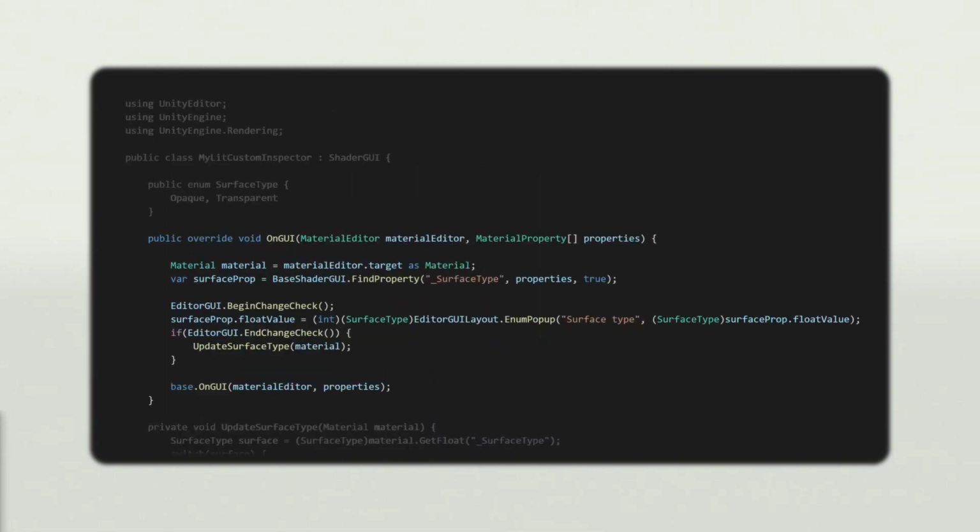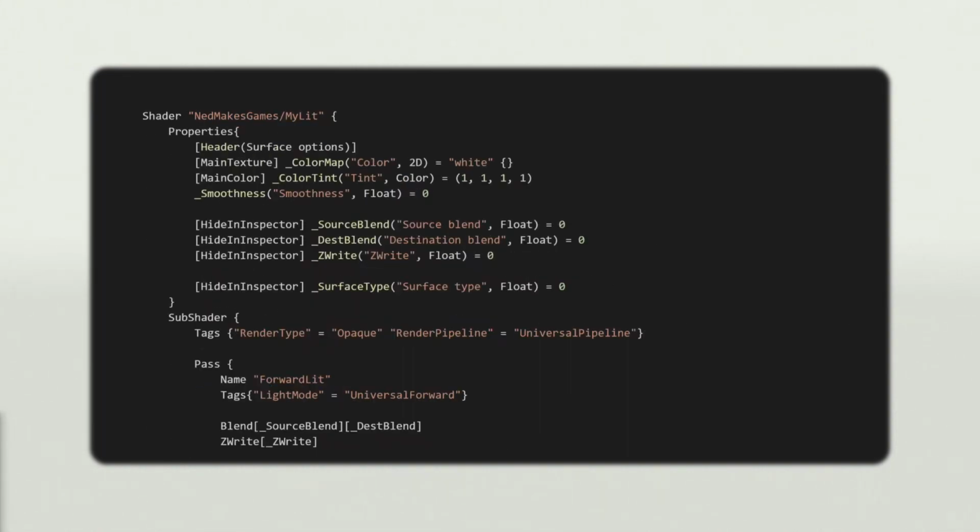Finally, back in onGUI, ensure a base.onGUI call comes at the end of the method. This draws the default inspector, which includes all properties of your material without the hide in inspector attribute. All that's left to do is register the inspector class to our shader. In the .shader file, use the custom inspector command inside the shader block to do this.